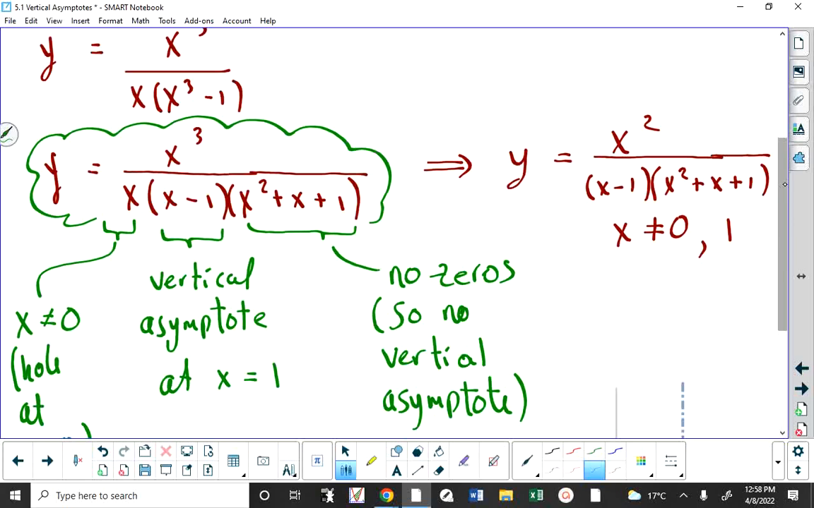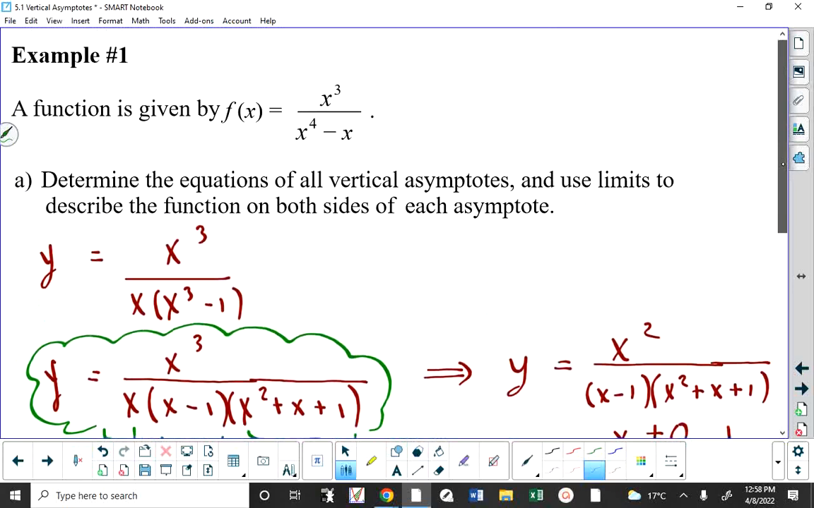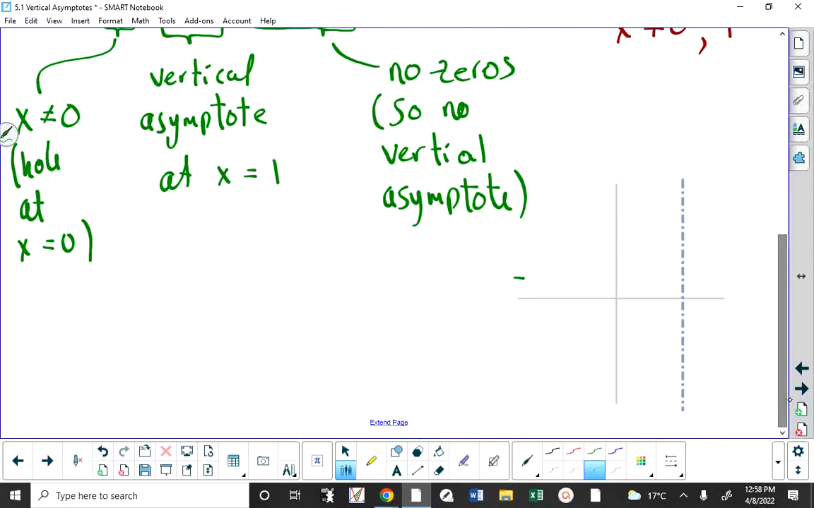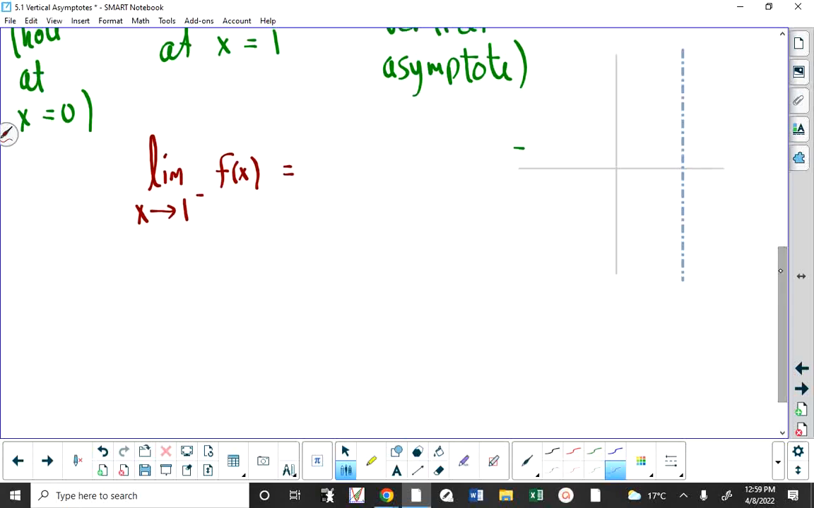So all we have is a vertical asymptote. What were we asked to do here? Determine the equation of all vertical asymptotes and use limits to describe the function on both sides of the asymptote. All we have is an asymptote at 1. So that means we have to determine the limit as x approaches 1 from the left of the function. And here, it doesn't really matter what you write. I'm just going to write f of x. And we also have to determine the limit as x approaches 1 from the right of the function.